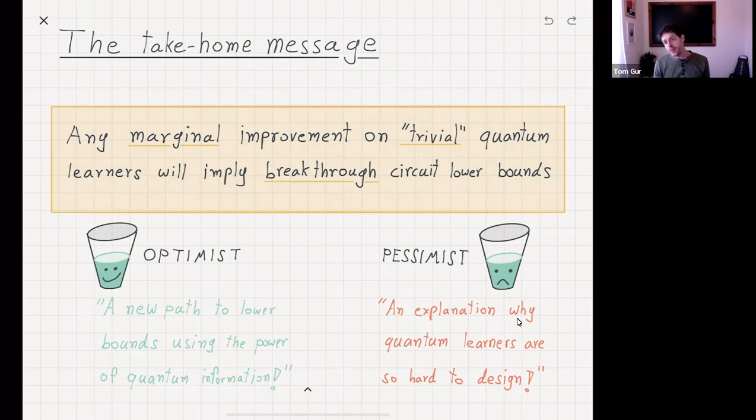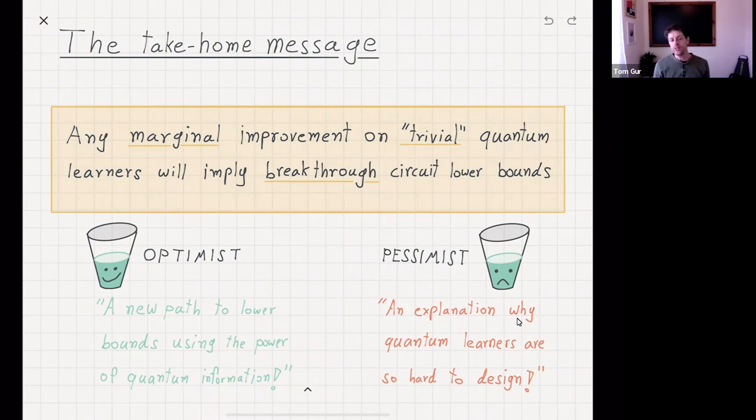Now the way to interpret that very much depends on whether you're a glass half full or a glass half empty kind of person. For an optimist, you can say, well, this is quite exciting. We have wanted to prove these circuit lower bounds for a long time. We want to show hardness of computation.